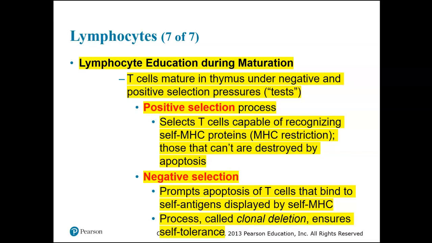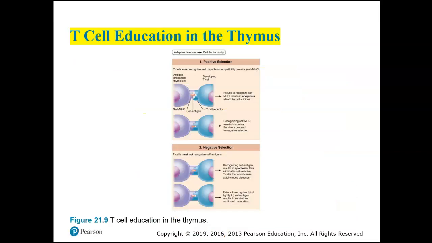And negative selection prompts T cells that bind to self-antigens to undergo apoptosis. And this is called clonal deletion, because we don't want them attacking self-antigens. And this shows you the positive selection. T cells must recognize self-MHC proteins by binding to them.